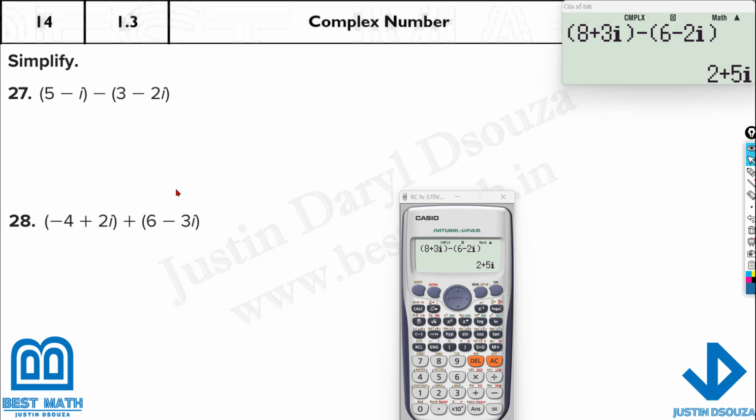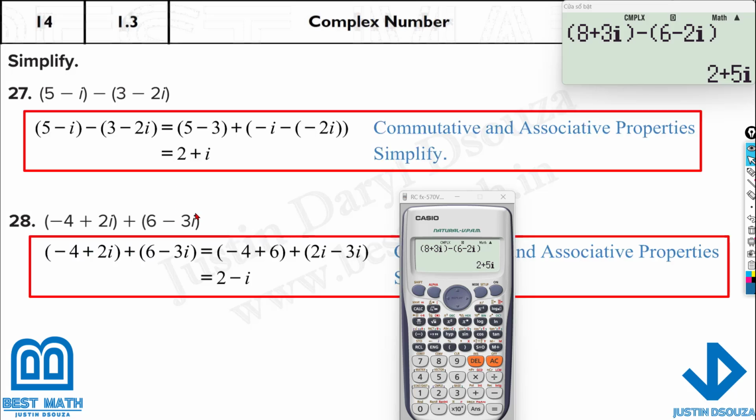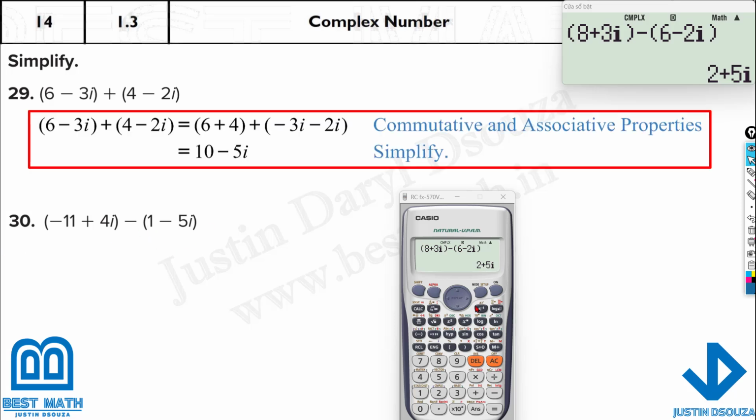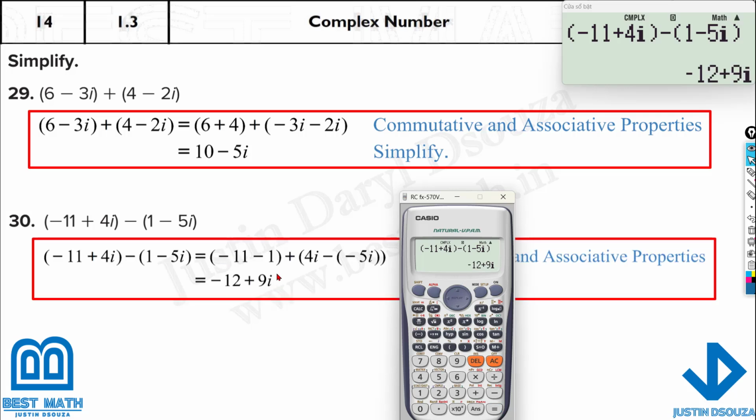All these problems can be done similarly. They are pretty simple. You can even do it manually, whichever suits you. Let me do the last one here. Open the bracket. Minus 11 plus 4i. Close the bracket. Minus, open the bracket, 1 minus 5i. Close the bracket. And here we go. It's minus 12 plus 9i.